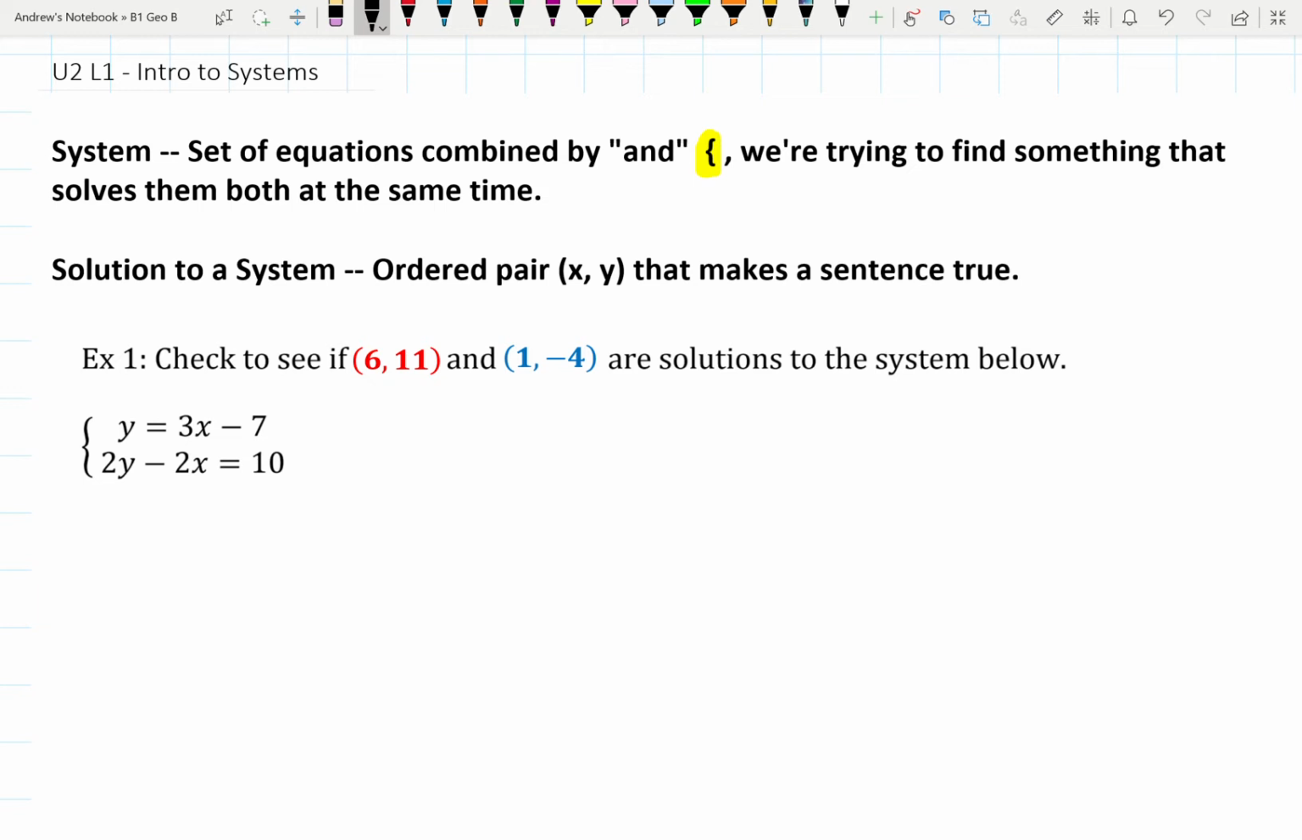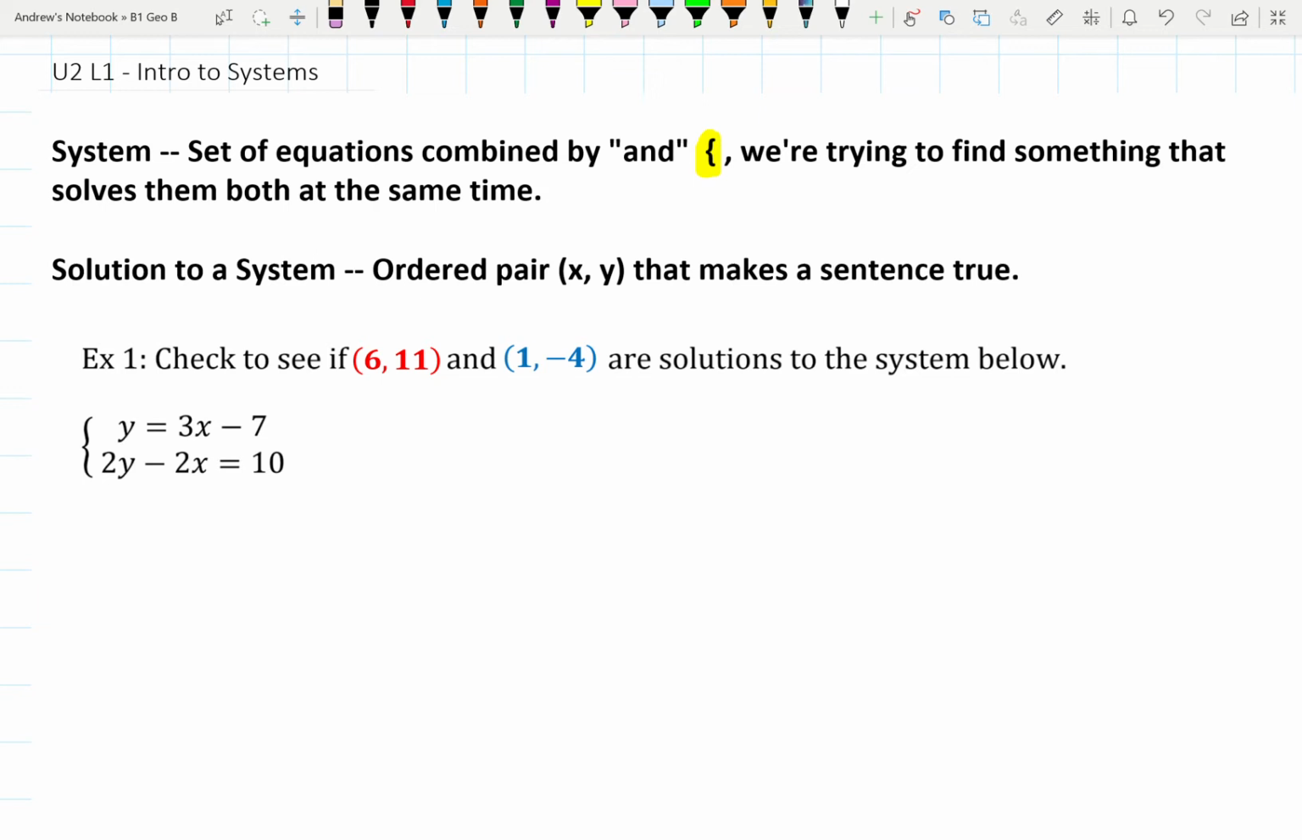So when we're talking about a system like that one down there, we can think of it as a sentence. It's saying y is equal to 3x minus 7 and 2y minus 2x equals 10. One of the ways we can find some solutions is to just plug in some points. So that's what we're going to focus on today.